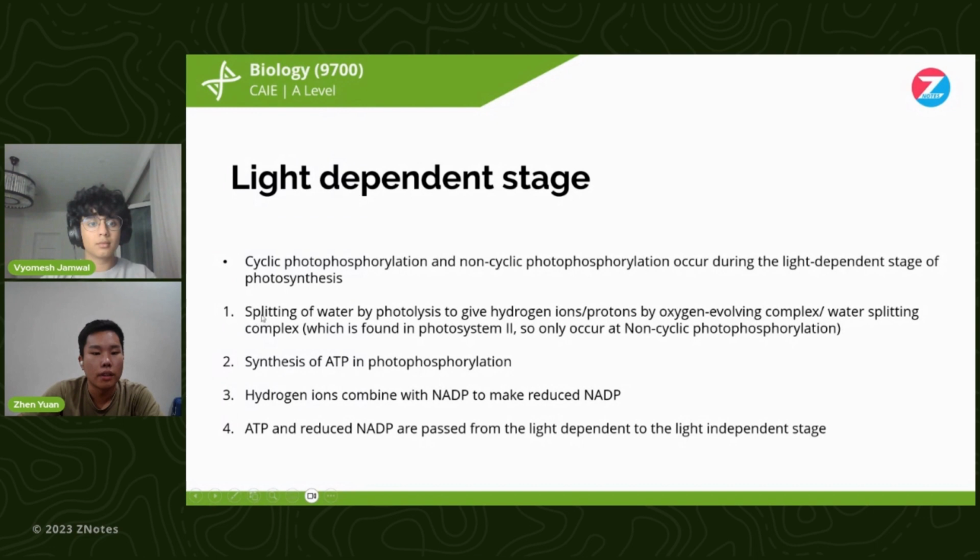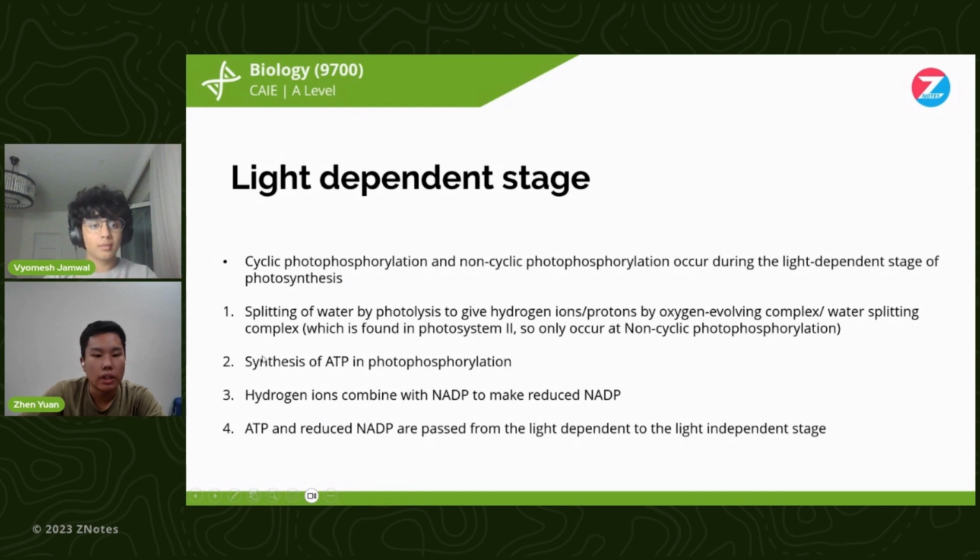So yeah, the first point, splitting of water by photolysis to give hydrogen ions, or in other words, protons, by the oxygen evolving complex, or you can say water splitting complex. Quite an interesting phrase, right? Of which we'll learn more detail later on. Which, as it says here, is found in photosystem 2, so it only occurs in non-cyclic photophosphorylation.